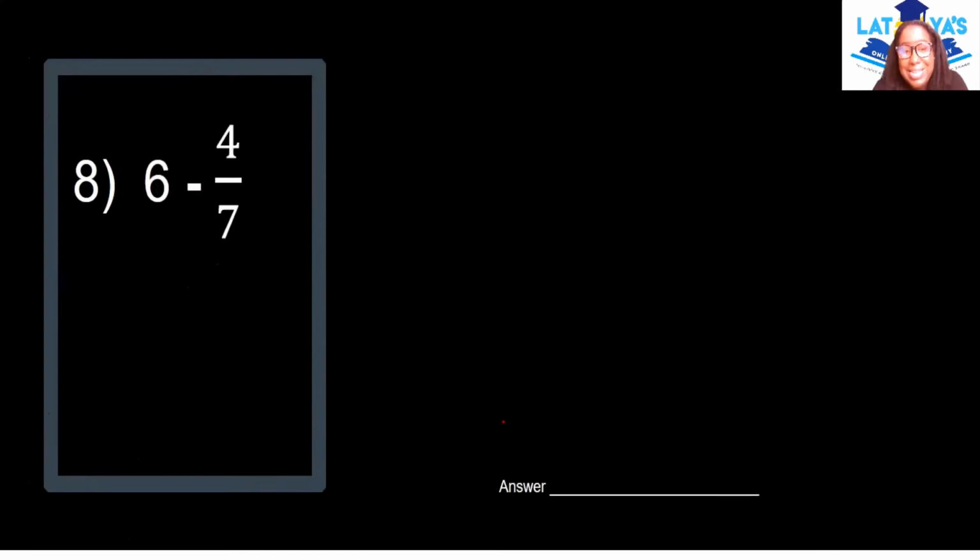Question number 8. 6 take away 4 over 7. Again, the rule of thumb for when we are adding and subtracting fractions is to ensure that we have common denominators. 6 is a whole number, and 1 is understood as its denominator. I am going to find the LCM. The LCM of 1 and 7 is 7. 1 can go into 7. 7 times 6 is 42. Take away, 7 into 7 is 1. 1 by 4 is 4. 42 take away 4 is going to give us 38 over 7.